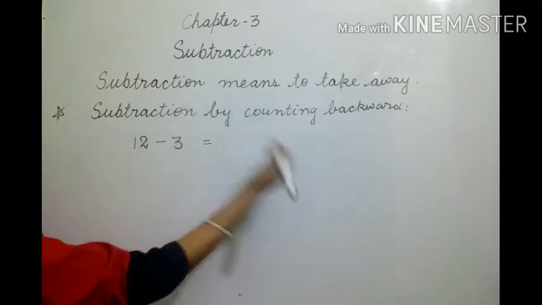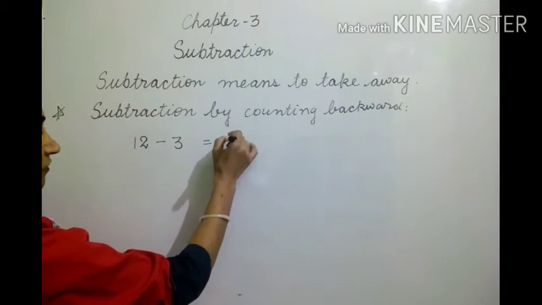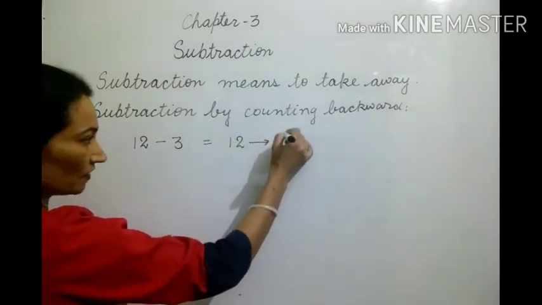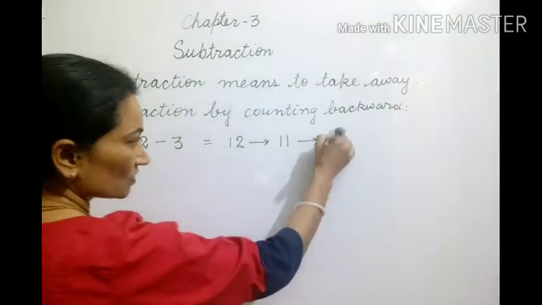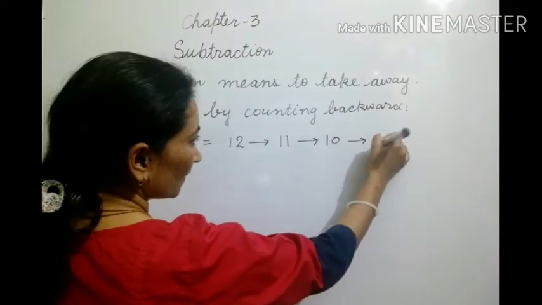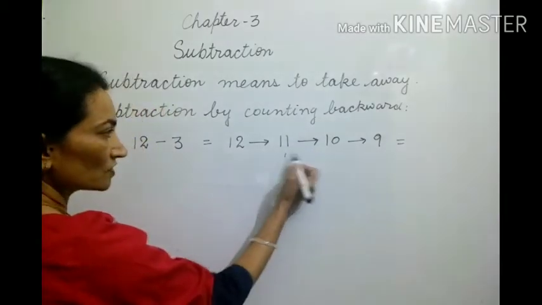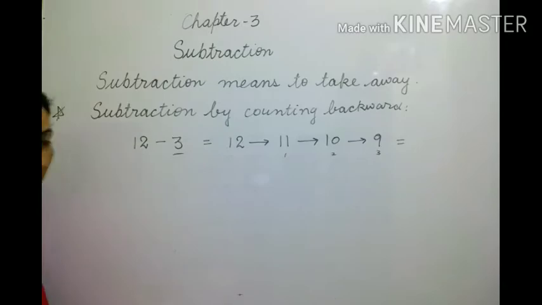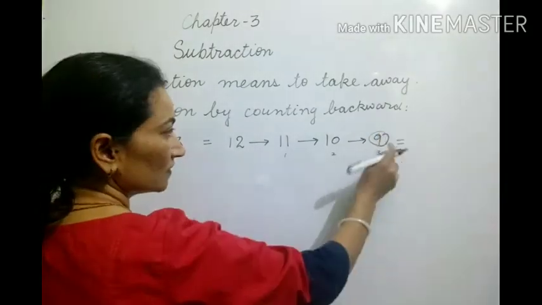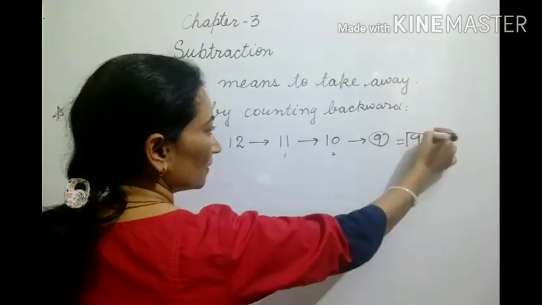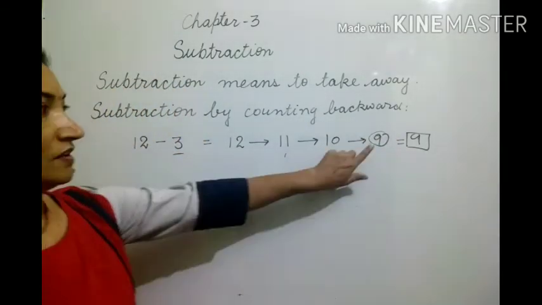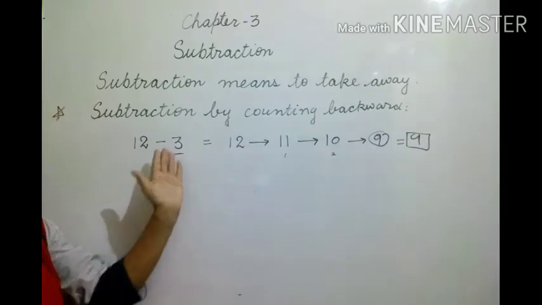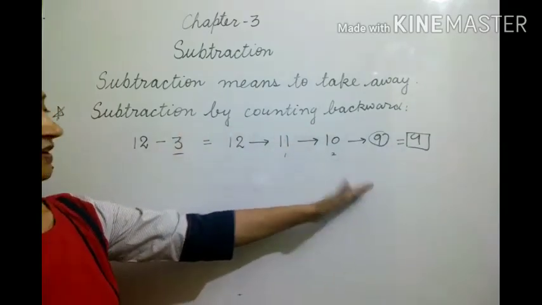3 steps we will move back. From 12 we will move 3 steps back. 11, back counting, 10, 9. First step, second step, third step. 3 we have to move back. What is the number? At the third step, 9. So 9 is our answer. In this way we do subtraction by counting backward.